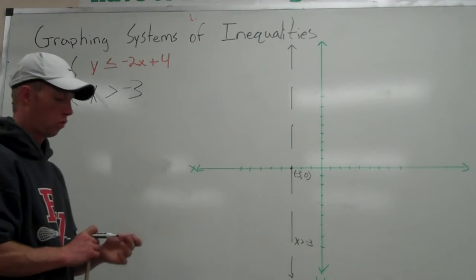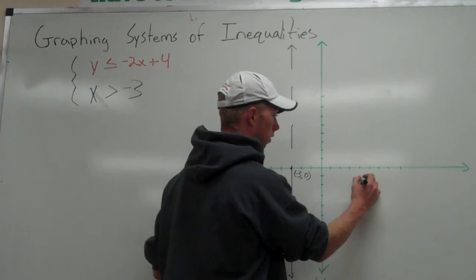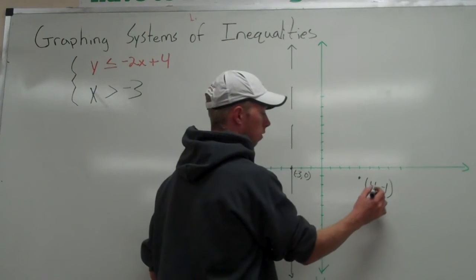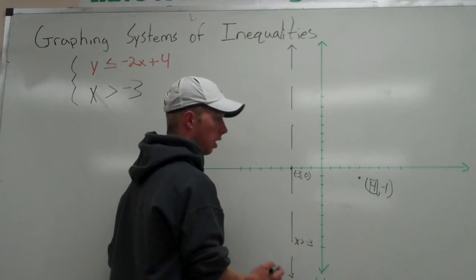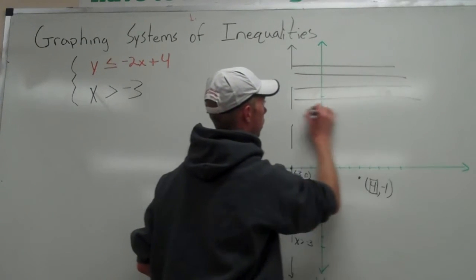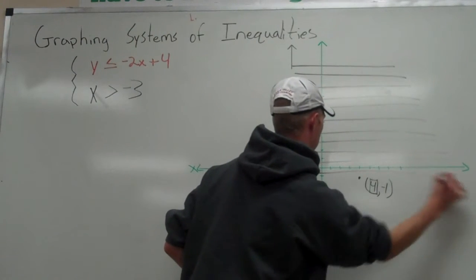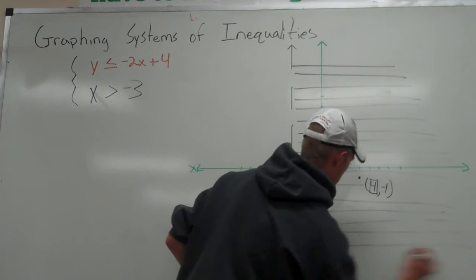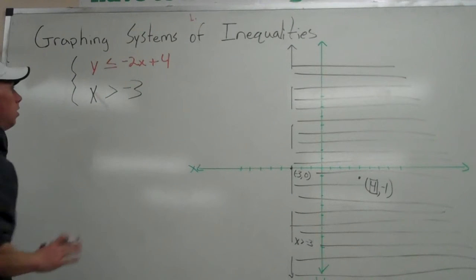Where are my x values greater than negative 3? Well, if I pick a point out here, and this point is 4, negative 1, this number right here, 4, is greater than negative 3, so I know that I'm going to shade this side right here. Now I'm done with this inequality.